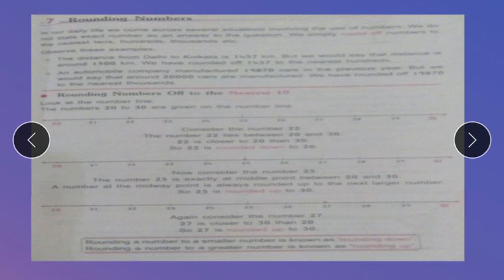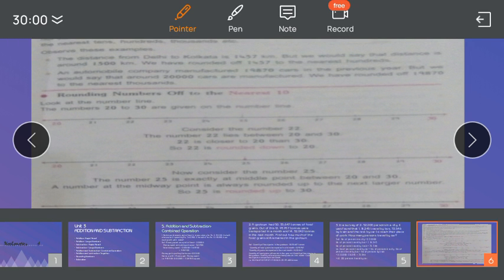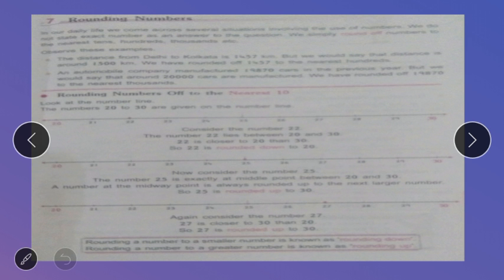Just see the numbers below 25. Here is 25. So if the number is 24, or 23, or 22, then how will we round it off? Because it is a 2-digit number, it is possible only to round it off to the nearest 10. So we go down, rounding these numbers down. That is rounding down. So it will go to 20.